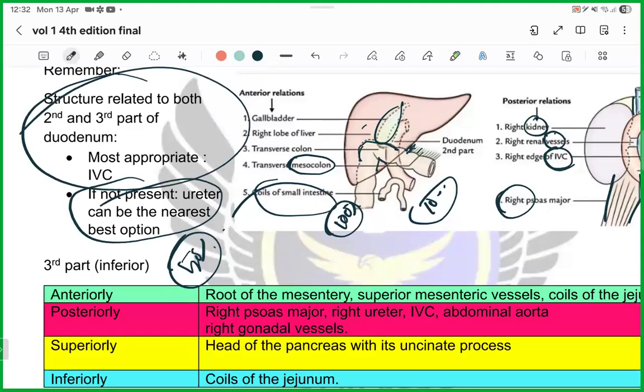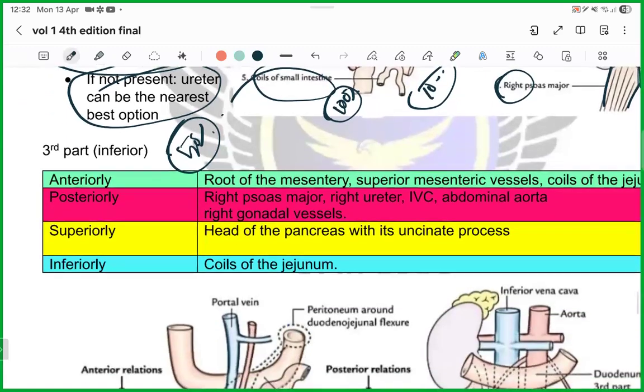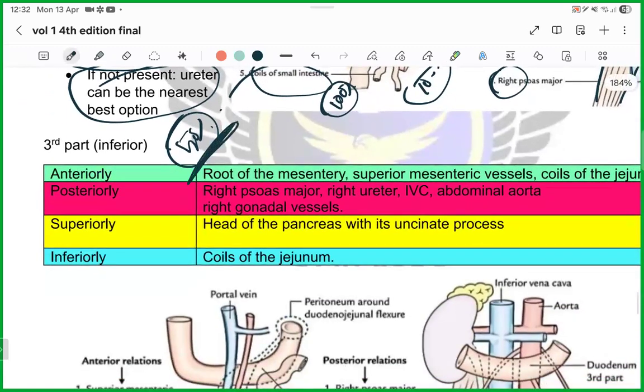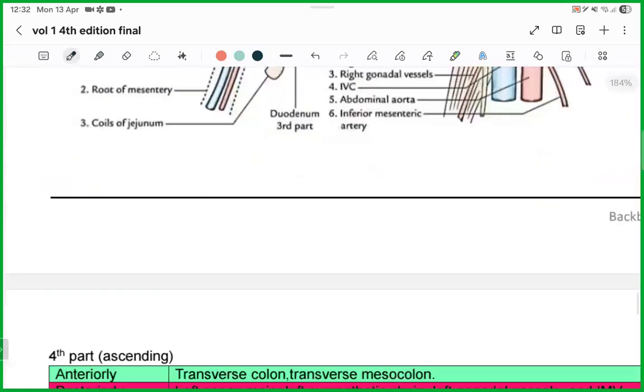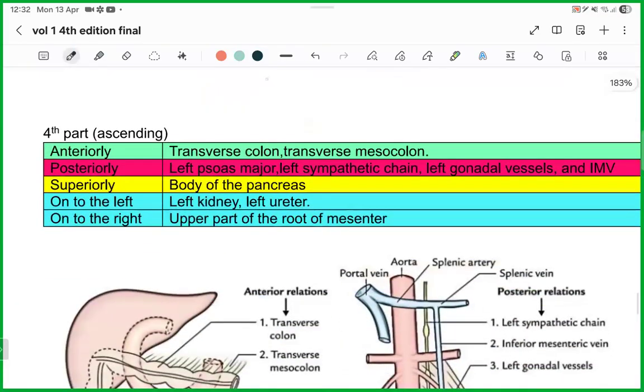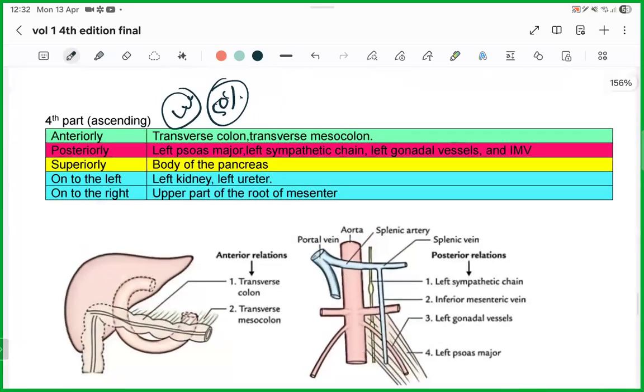Structure related to both second and third part of duodenum. So these are less important. You can study if you want, but they don't ask any question from here. This one too, less important. I will say 50% as compared to other two. They never asked any question from here. Never.